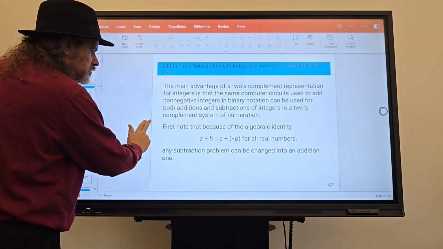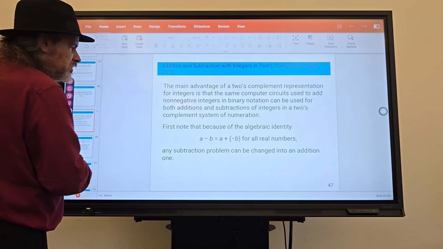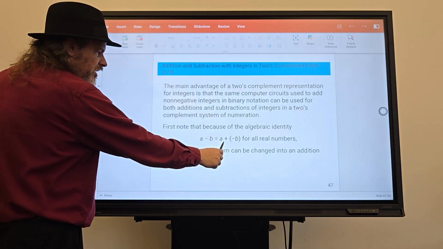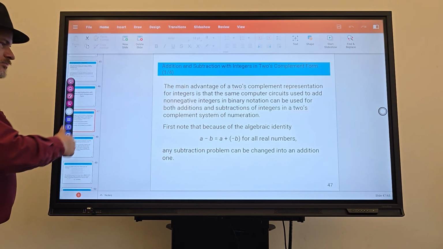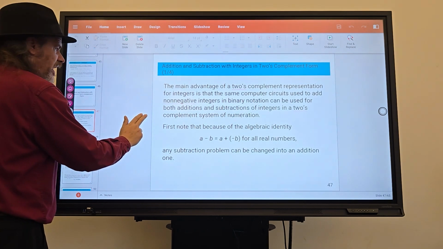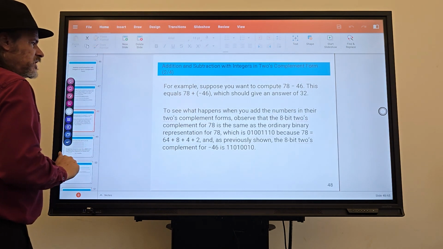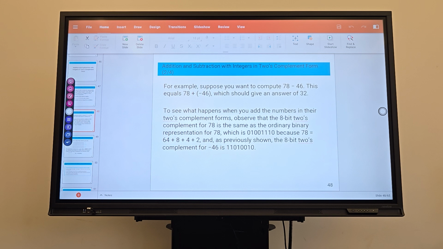But yeah, a minus b equals a plus negative b for all real numbers. So adding a negative number to a number is effectively subtracting it.